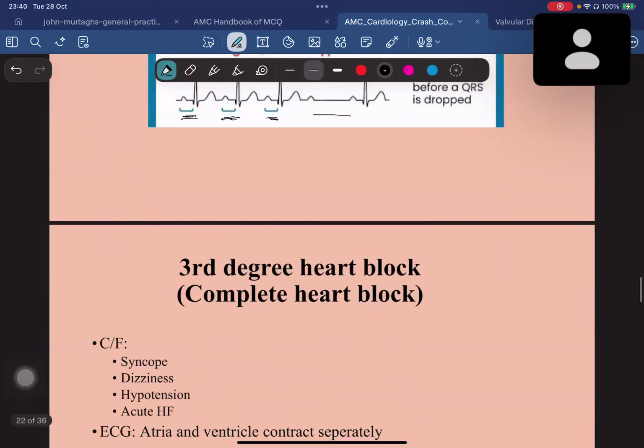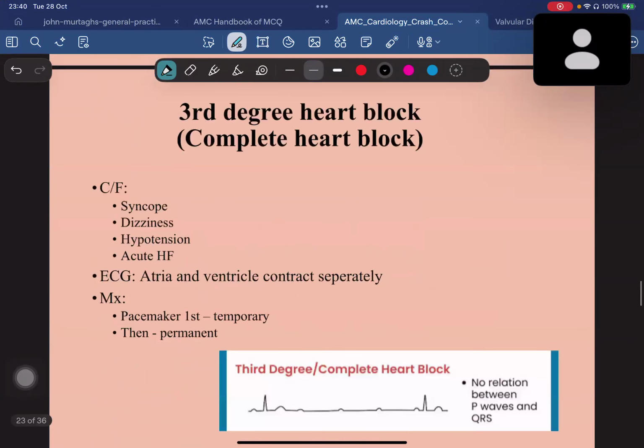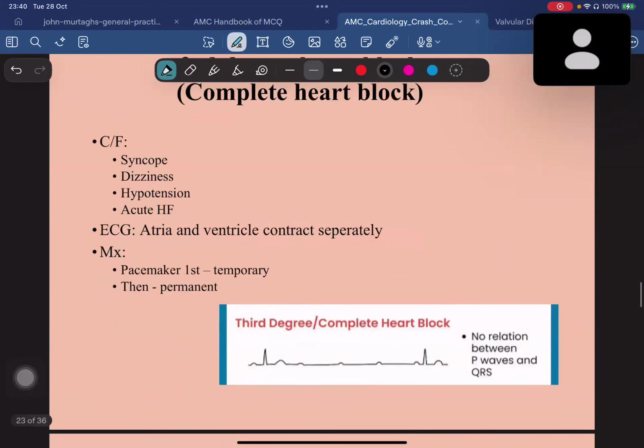And then we are going to complete heart block. This is a third degree heart block. As you can see, there's no relation between P waves and QRS. They are going on their own. They're doing whatever they want. There's no rhythm, there's no connection.